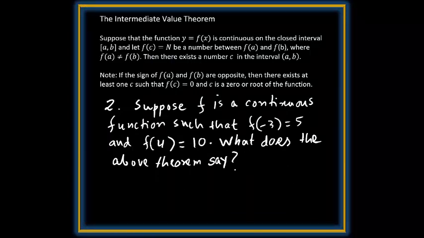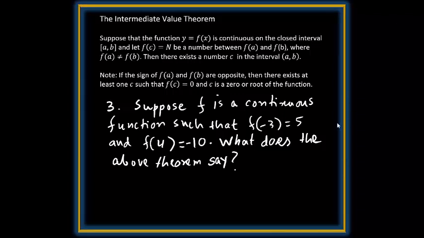Let's take example number 2. In this case we said, suppose f is a continuous function such that f(-3) equals 5 and f(4) equals 10. What does the above theorem say? I mean the intermediate value theorem. So the intermediate value theorem is saying in the simple case that you can find a number between -3 and 4 so that you will get some value of the function. That's it, nothing else, no more information. But we'll look at the next example.